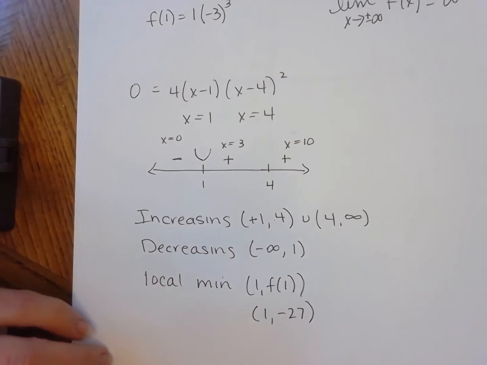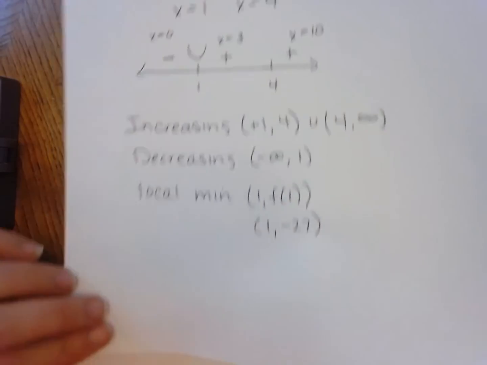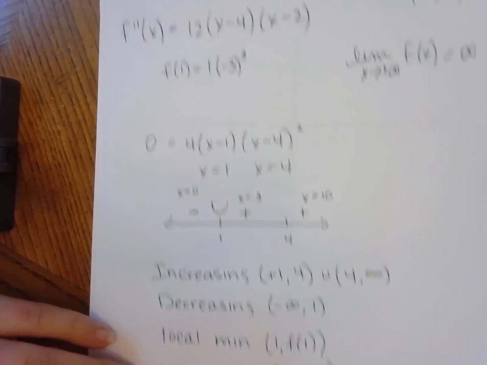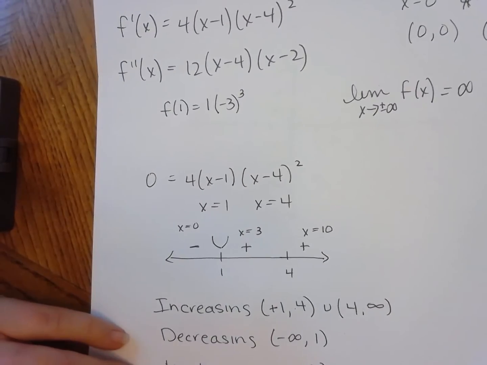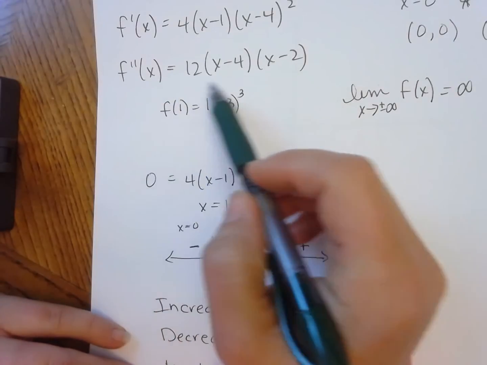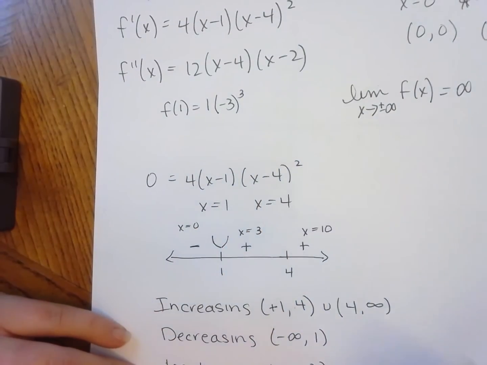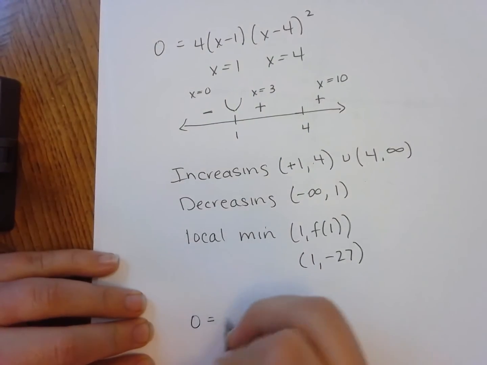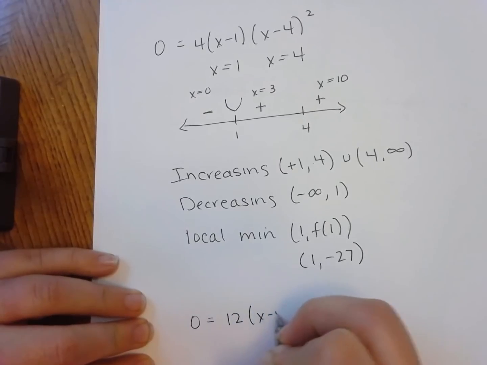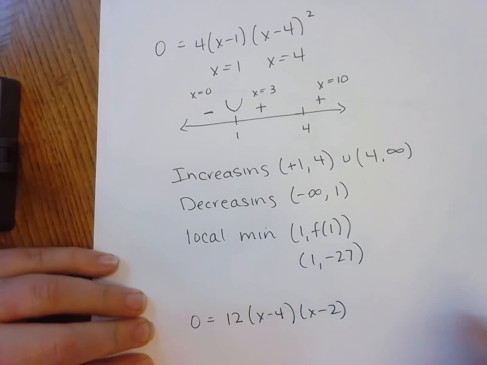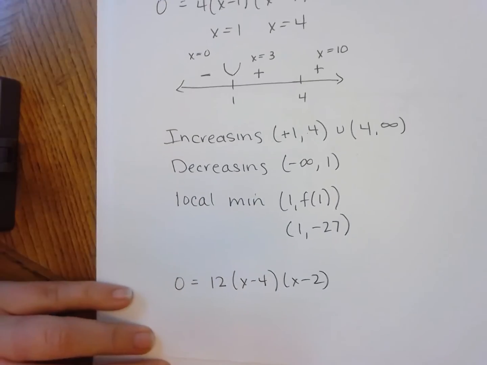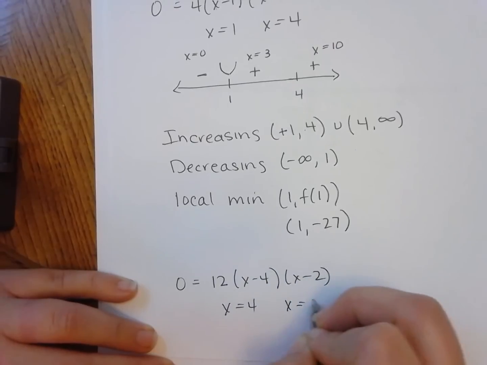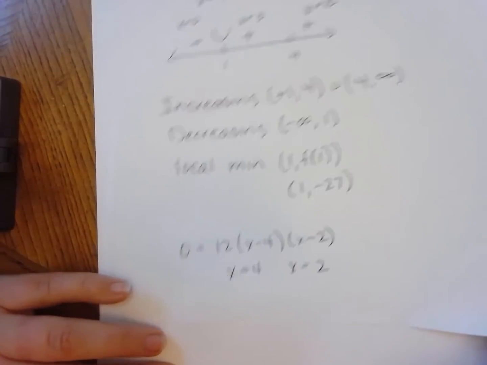So we're ready to move on to the next thing here. Right, so let's also find our intervals of concavity. Whenever we say concavity, points of inflection, we mean f double prime, exactly the same procedure, just using f double prime. So again, I've got 0 equals, and my second derivative was 12 times x minus 4 times x minus 2, right? Again, I've got it all nice and factored, so I don't have to do any work. So I have x equals 4 and x equals 2 are my zeros of my second derivative.